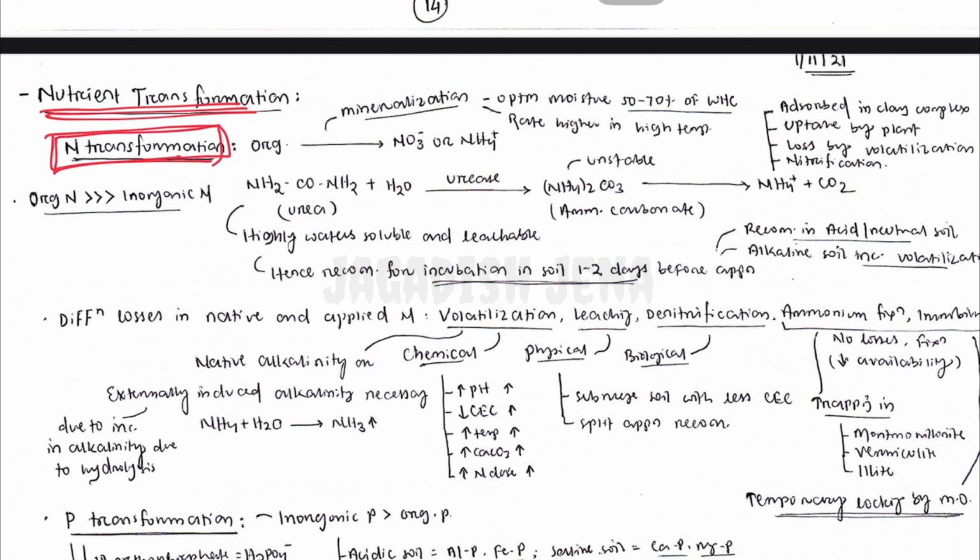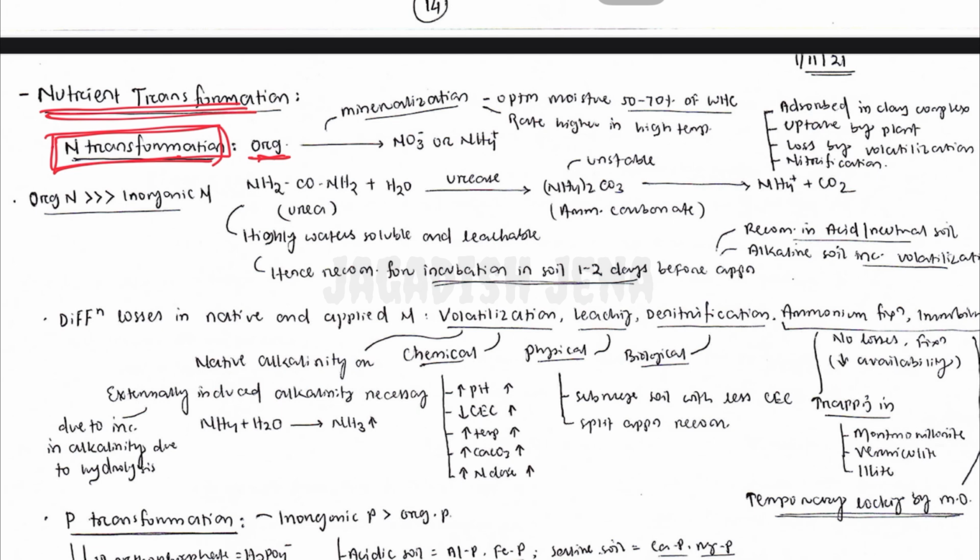Basically, the major source of nitrogen in soil is organic matter. Soil organic matter means the plant residue falling on the soil, and then we are adding different bulky organic manures. So this is the major source of soil nitrogen. Organic matter as such cannot provide nutrients; as such it is not available to the plant.